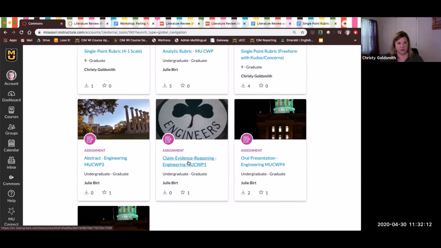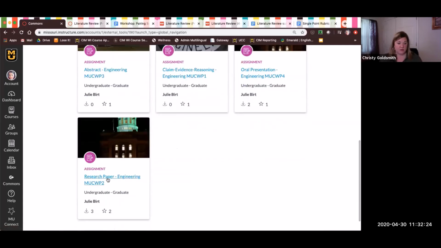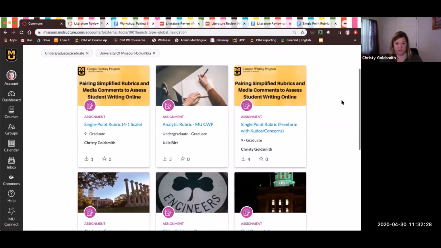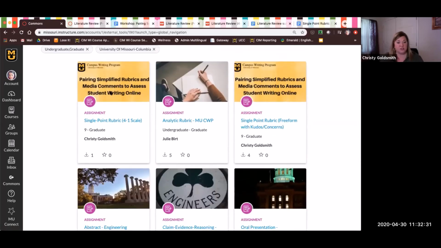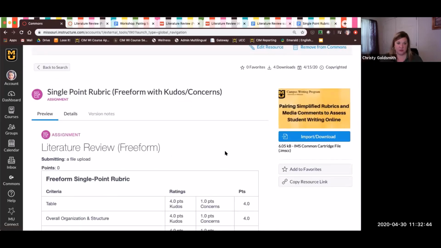Here's a rubric for the claim evidence reasoning structure. I know some of us in the workshop today are teaching students how to use this structure, so that might be useful. Here's one for an oral presentation, and then here's one for a full research paper. So you can use any of these. They were all created by the Campus Writing Program staff for your use. But the two from today are the single point rubric 4-to-1 scale and the single point rubric with the Kudos Concerns. I'll tell you, the Kudos Concerns took a long time to figure out how to get that into Canvas. So if you're going to use that one, I would definitely import it to my course and not try to reinvent the wheel.